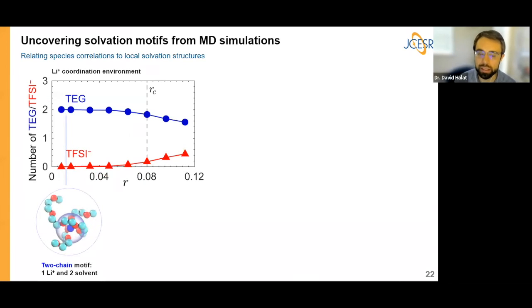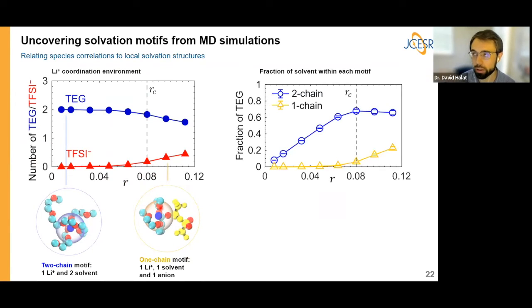So what we can then tie this to is the presence of two different solvation motifs that we see in the simulations. This two-chain motif comprises one cation and two solvent molecules. It's predominant in the dilute limit, but in the concentrated regime, we start to see more and more of these one-chain structures, which comprise a cation, a solvent molecule, and an anion. Our goal really, though, is to understand what's going on with the solvent motion in the context of these different structures. So in other words, how much solvent is coordinated in one of these structures compared to the free solvent.